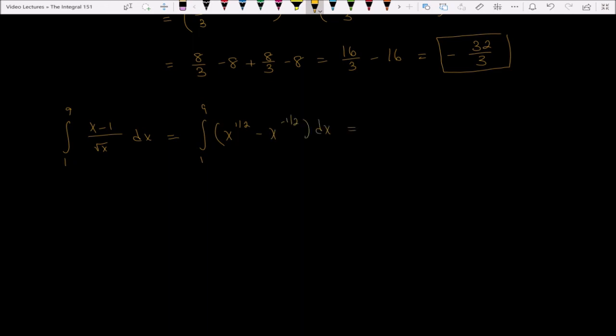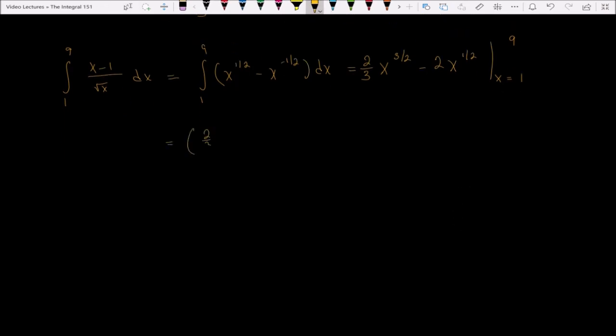Right now, the fundamental theorem says find any antiderivative, power rule. x to the 1/2 plus 1 is x to the 3/2. Then dividing by 3/2 is the same as multiplying by 2/3. x to the minus 1/2 plus 1 is x to the 1/2. Then dividing by 1/2 is the same as multiplying by 2. That's our antiderivative, so we evaluate that from x equals 1 to 9.